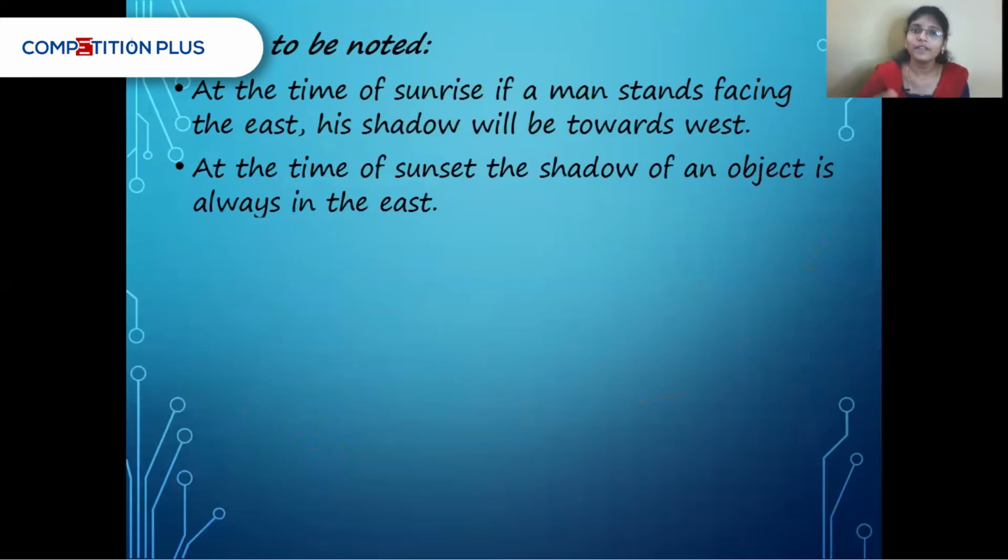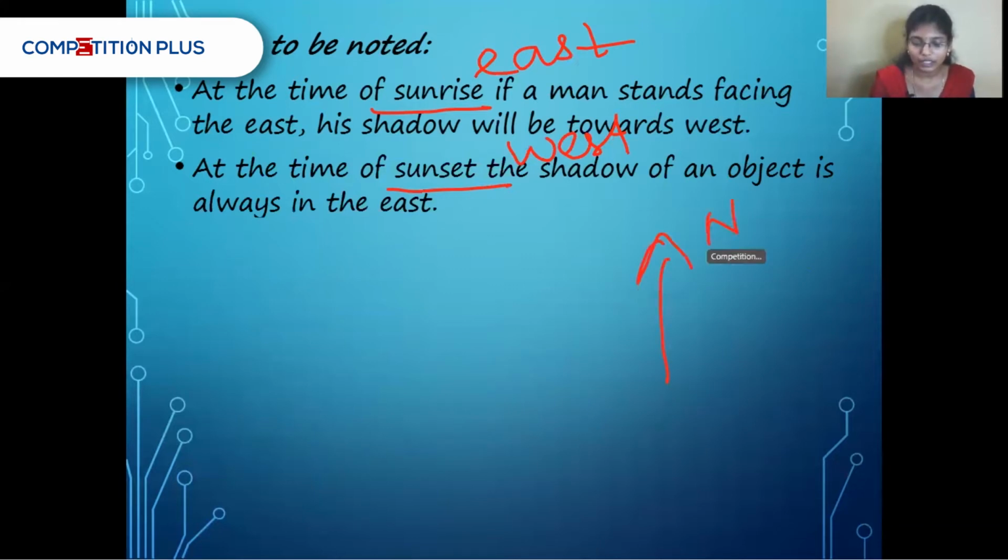At the time of sunset, the shadow will be cast in the east direction, because you should know some basic things: the sunrise will always happen in the east and the sunset will always happen in the west. So accordingly, the shadows will be formed. And the main thing which you should remember while solving direction-based questions is the person's right and left. Okay, so these are the four directions, the main directions.